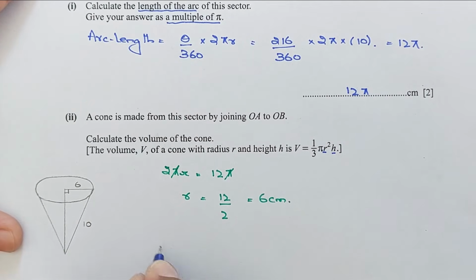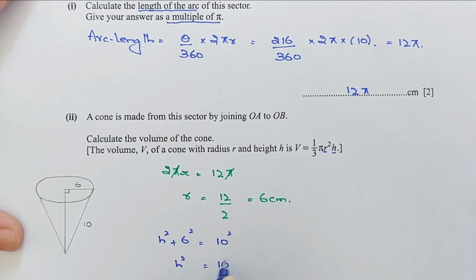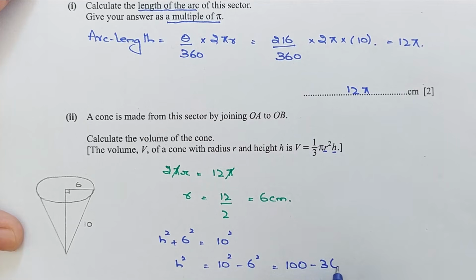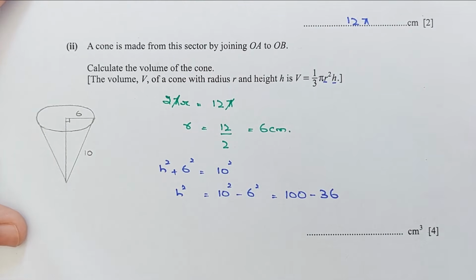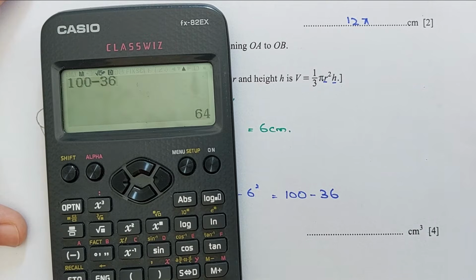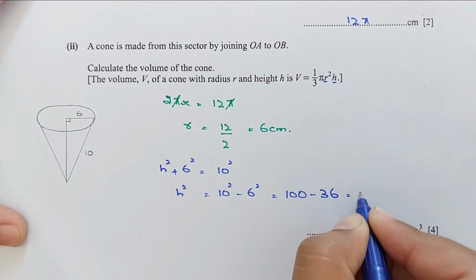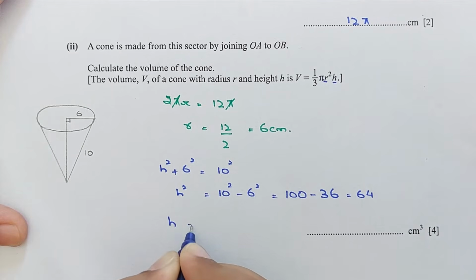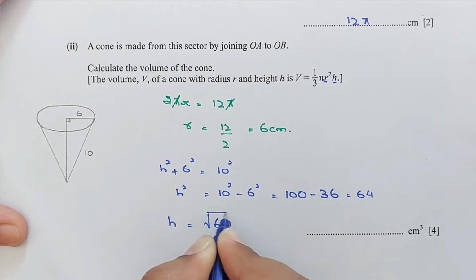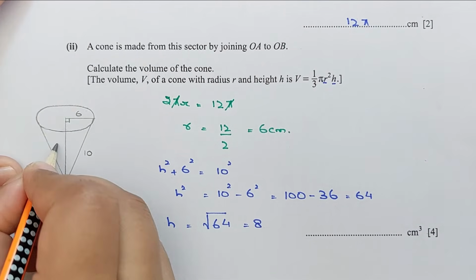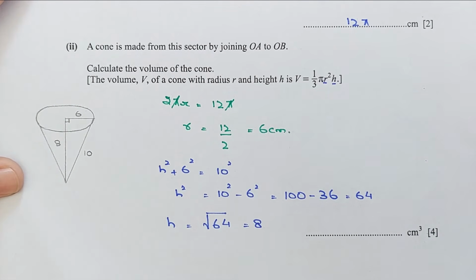By using the Pythagoras theorem, we can say height squared plus 6 squared would be equal to 10 squared. So height squared would be equal to 10 squared minus 6 squared. That would be equal to 100 minus 36. So what is 100 take away 36, which is 64. So this is equal to 64. So what is h? h is going to be the square root of 64, and that is equal to 8. So 8 centimeter is the height. We have the height 8 centimeter and the radius is 6 centimeter.